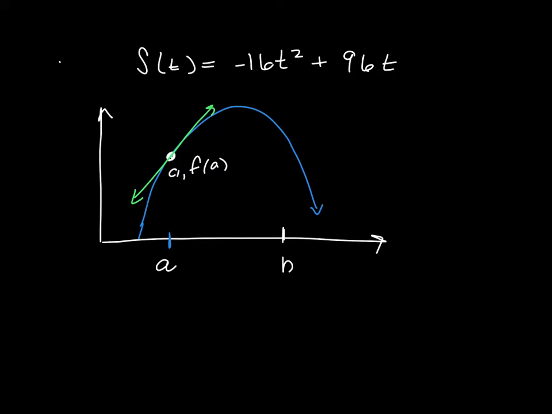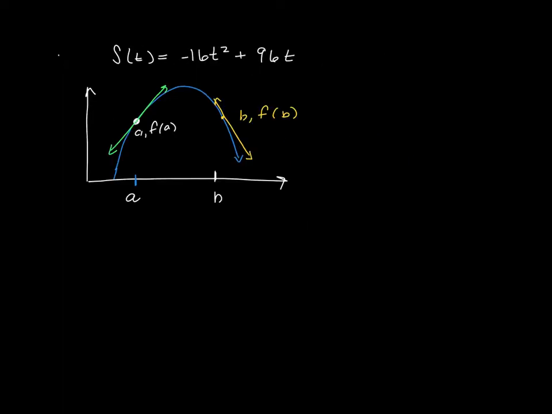Now, over where I have B, this would be my point B, f of B, and the instantaneous velocity here is going to be decreasing. The slope is going down, and you'll notice that this corresponds with the decreasing portion of my function. When the function is increasing, the slope is positive, and when the function is decreasing, the slope is negative.